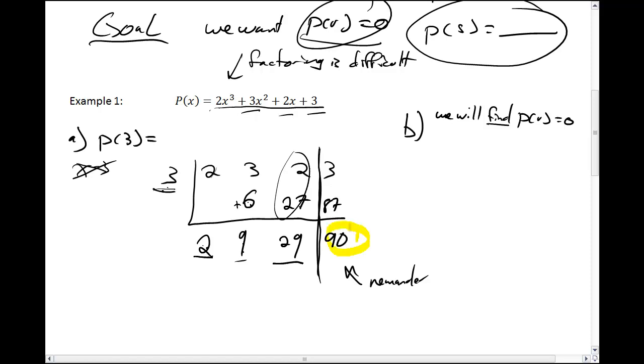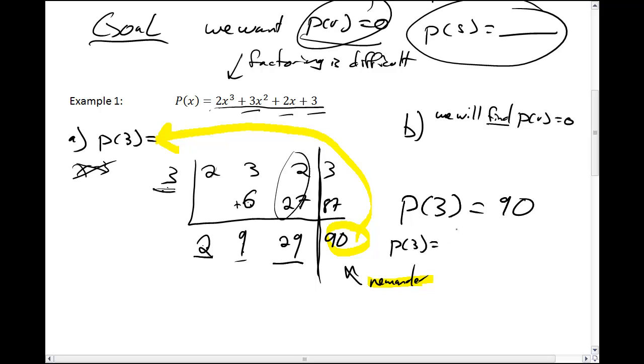This 90 right here, which is my remainder, is also my answer for what P of 3 is equal to. So I now know that P of 3 equals 90. You could have taken 3 and plugged it in for x, because P of 3 also equals 2 times 3 cubed plus 3 times 3 squared plus 2 times 3 plus 3. If you solve that out, you'd eventually get 90 as well.